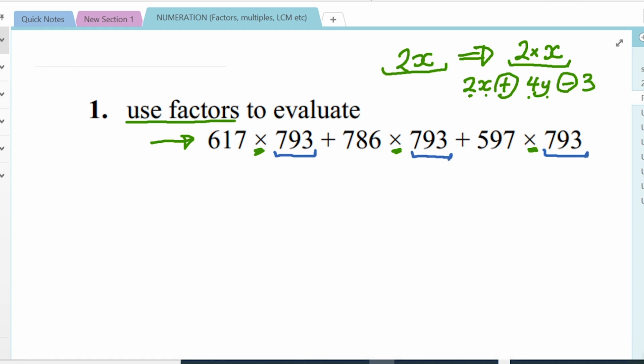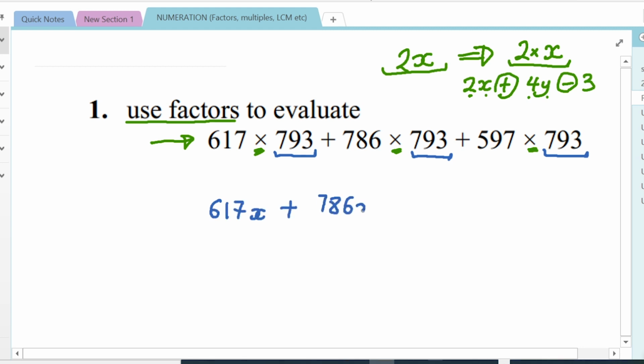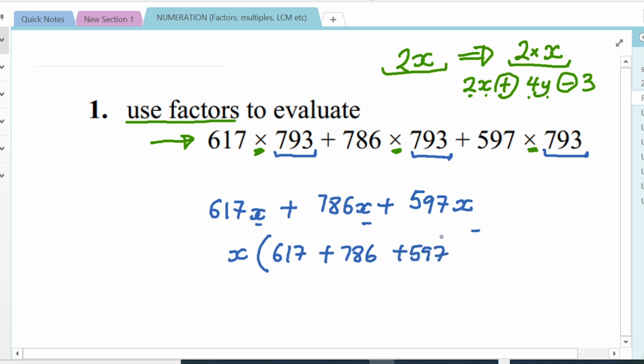If I'm to simplify this for you, it's the same as saying 617x plus 786x plus 597x. That's what it means. And so if you simplify this, you realize that x is common, then you put x outside the brackets, and into this, divide by that, is 617 plus 786 plus 597. That's what it's about. But I'm just using the x analogy to give you a picture of what is going on up there, because up there they are using figures that might confuse you.